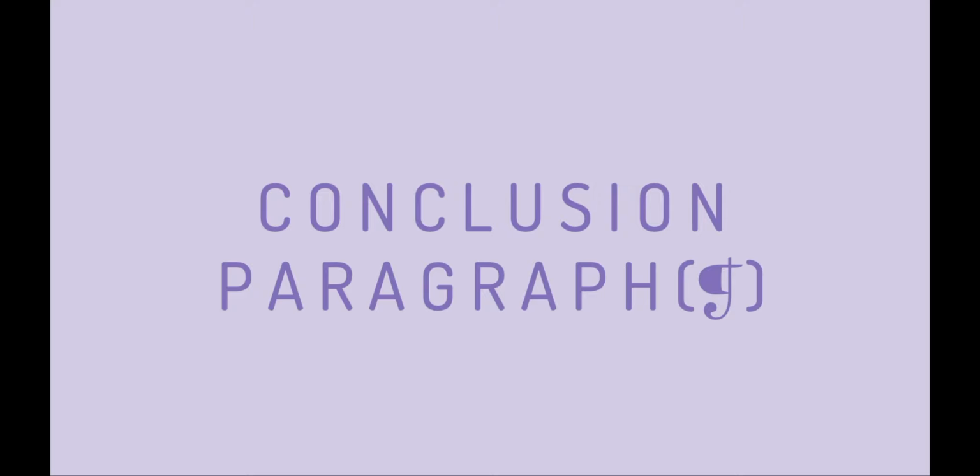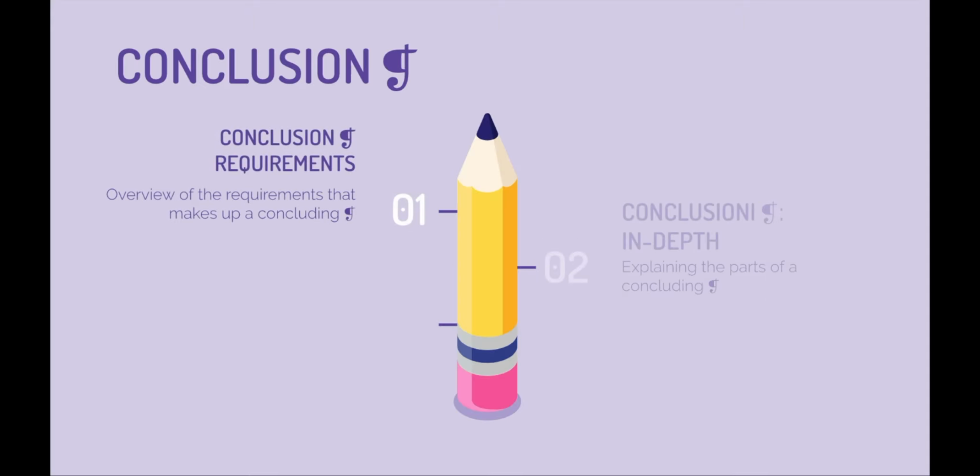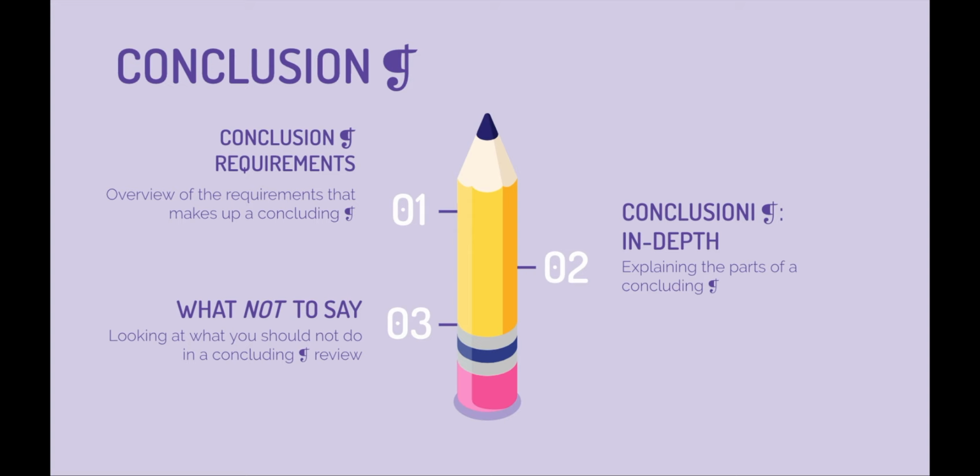So this is the last set of videos for the argument essay writing unit. So we're only going to be going over 3 things for the conclusion paragraph. There's conclusion requirements, and then we're going to go in depth into those requirements, and lastly look at what not to say in a concluding paragraph.